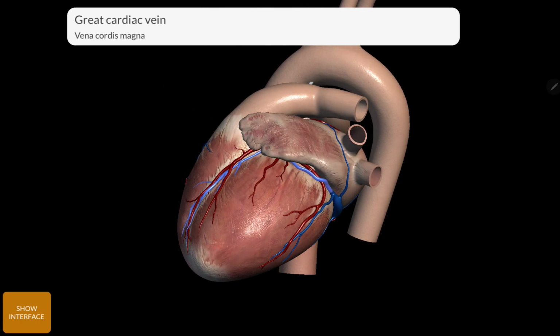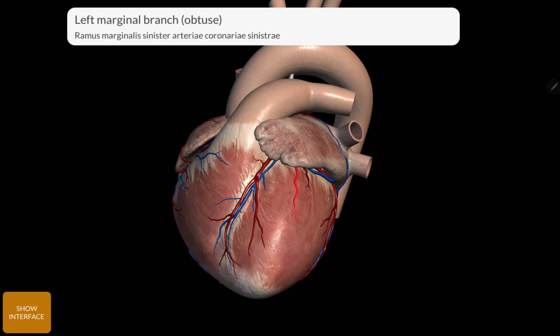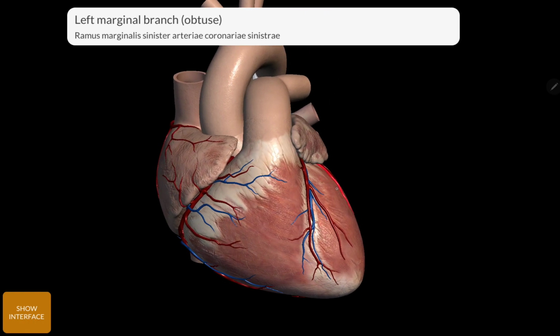Here you can see the circumflex branch, and this is the left marginal branch. Here you can see the left marginal branch, and here the anterior interventricular branch.